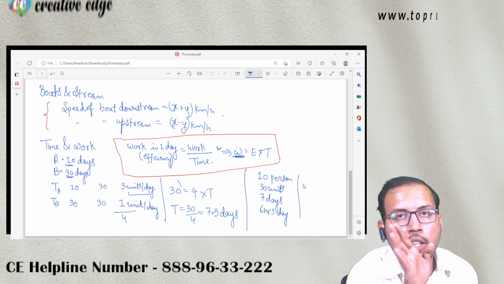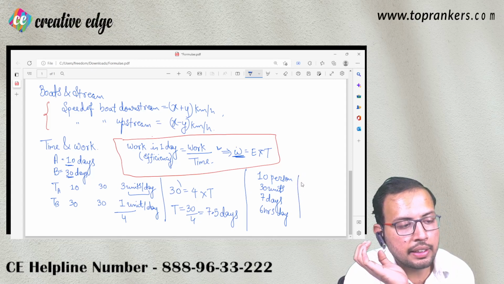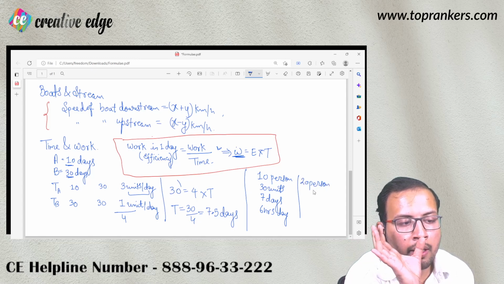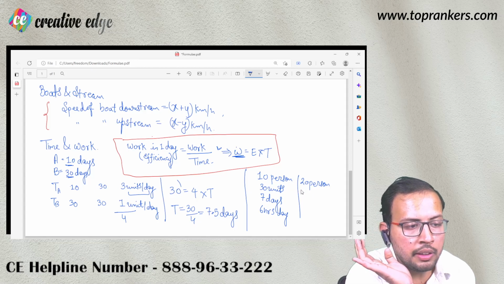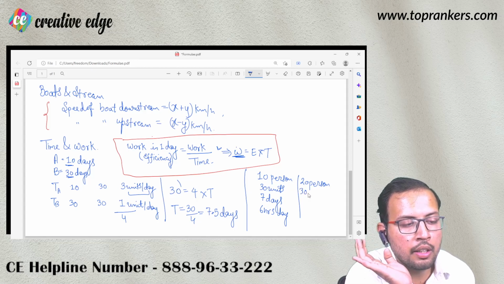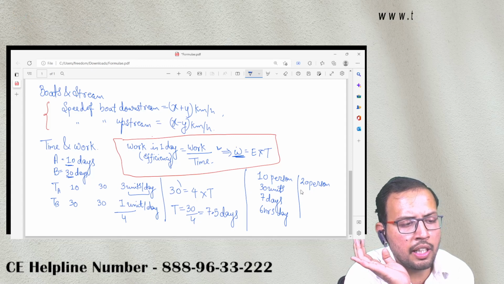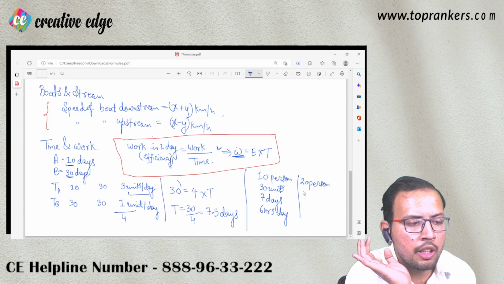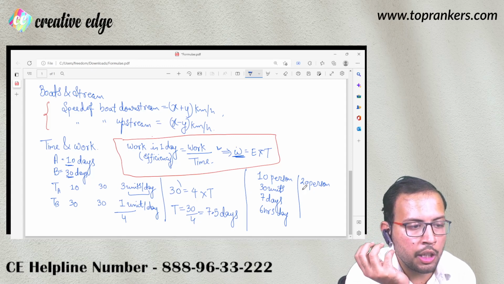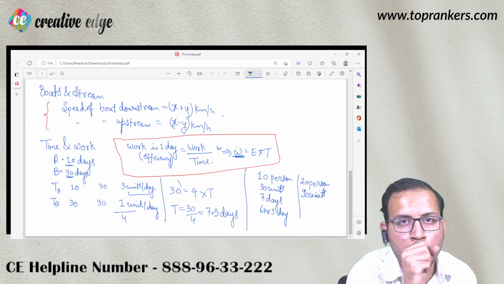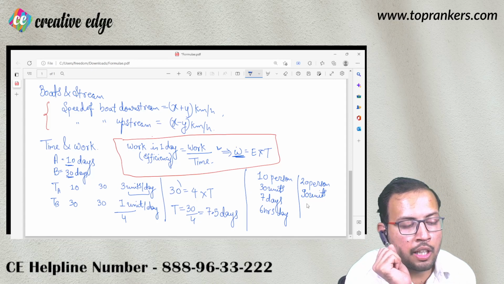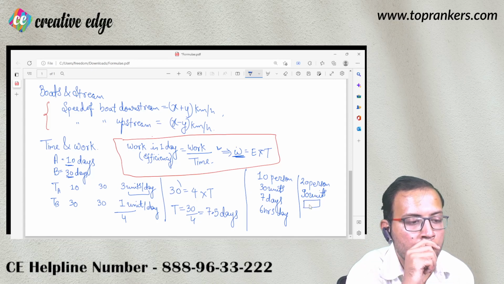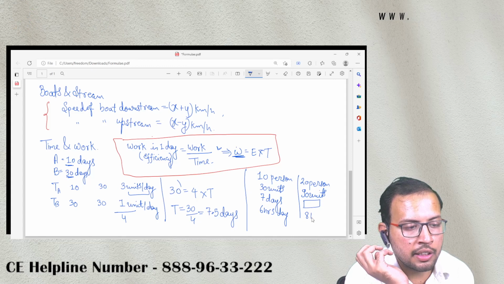So the question arises, in how many days will 20 people do this work? This work means they also wish to complete 30 units, or let us say 20 people wish to complete 3 times of this work. Let us say 90 units of work they want to complete. In how many days? This is what we have to find out. And they are working 8 hours a day.